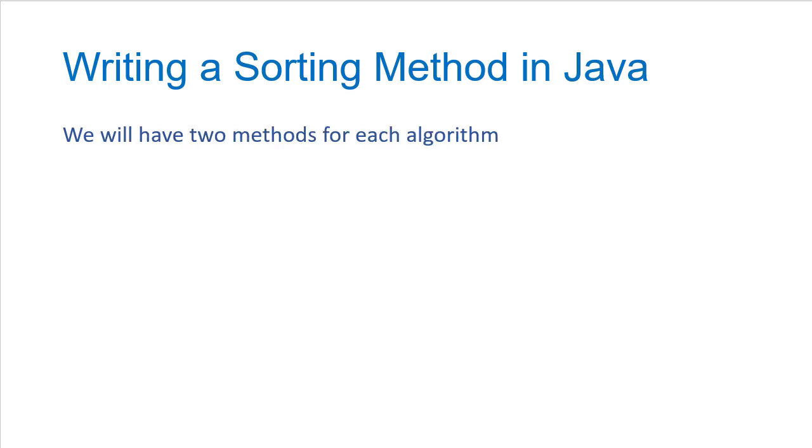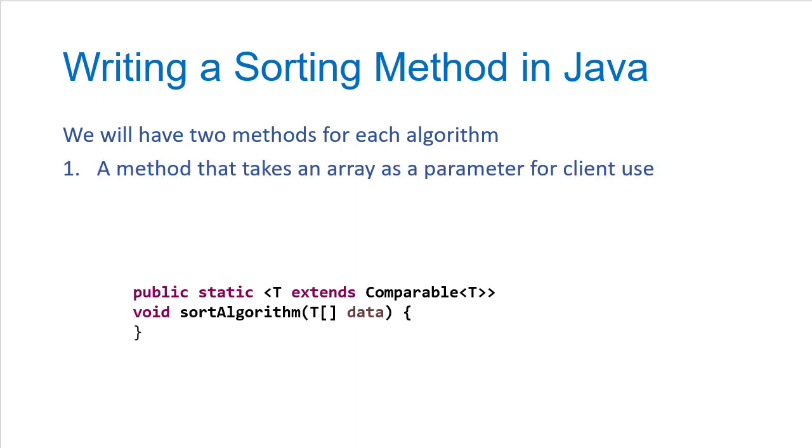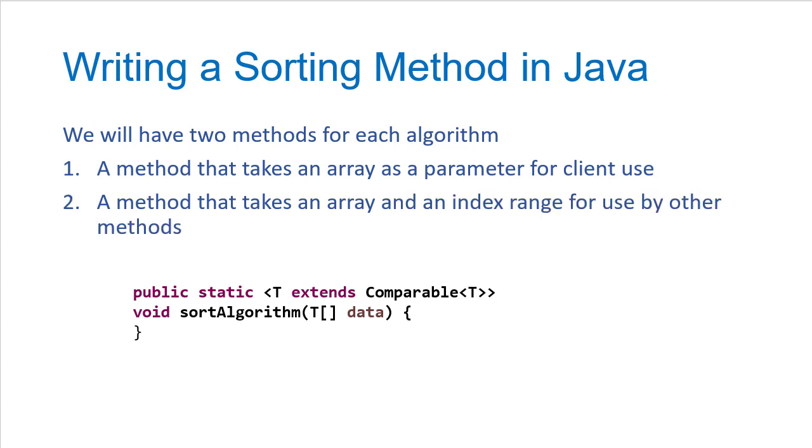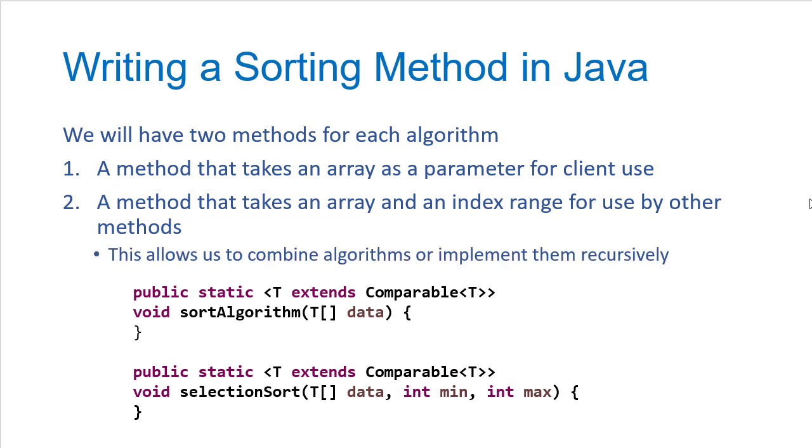So to review, we're going to have two methods for each algorithm. We're going to have a method that takes an array as a parameter. That's going to be used by the client, typically. And we're going to have a method that takes an array and an index range for use by other methods. We'll use this also with things like recursion, or there are cases where maybe some algorithm is faster than another once we reach a certain size, and so we may want to switch to a certain algorithm. And again, since we're sorting these in place, if we have a recursive method, by passing in these min and max parameters, we don't actually have to make new arrays each time. We just say, hey, here's the part of the array that you're going to sort.